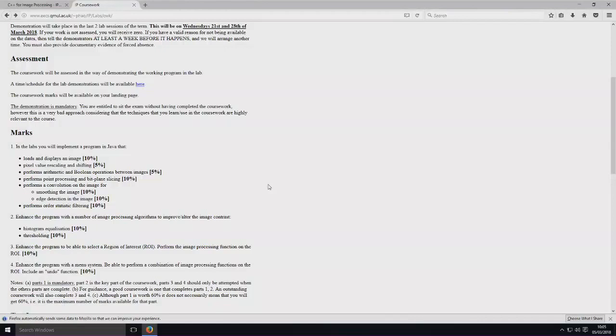Where it says enhance the priority of the menu system, is that just being able to use the GUI to select your filter versus it only working in the code? Mm-hmm. Okay.